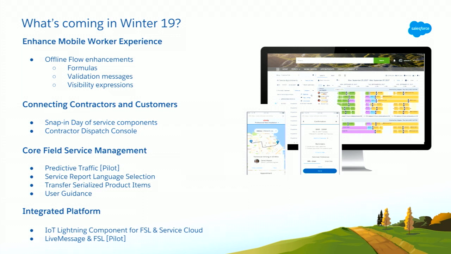Moving on, I want to show you what we have coming in for winter 19. So as you can see on the slide, we have made, or are planning to make, a lot of enhancements in all 4 categories. The first one being mobile worker.